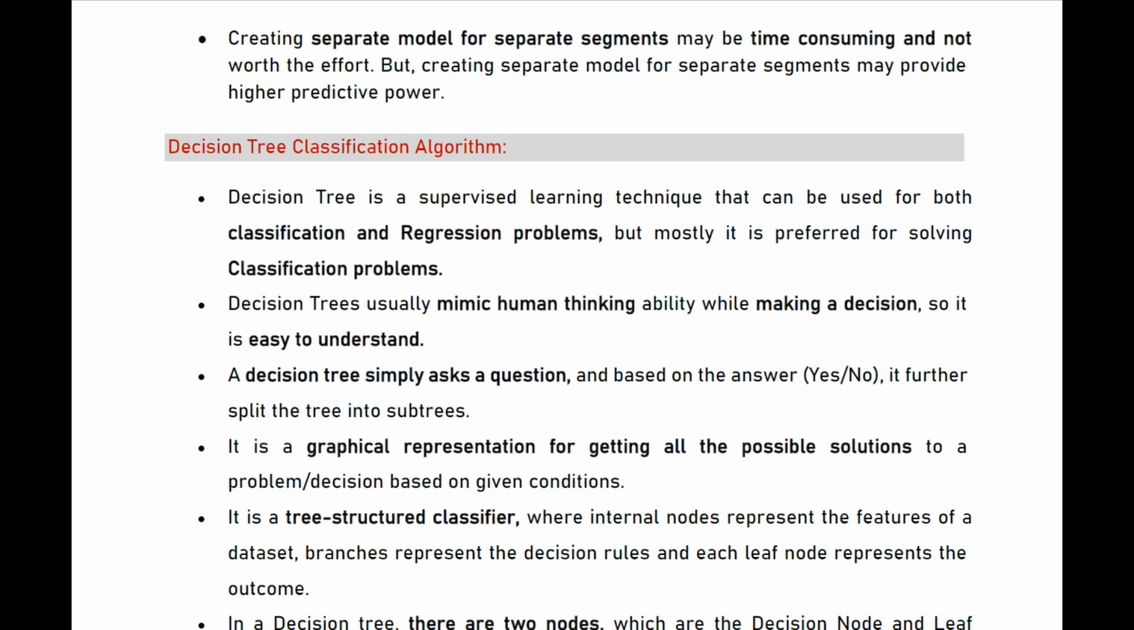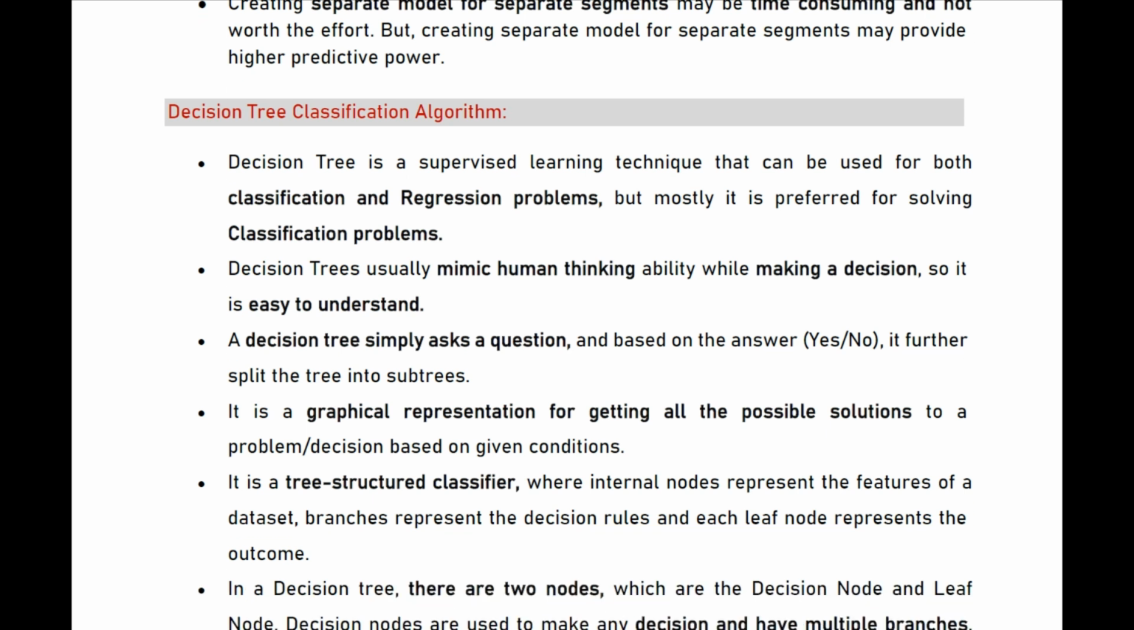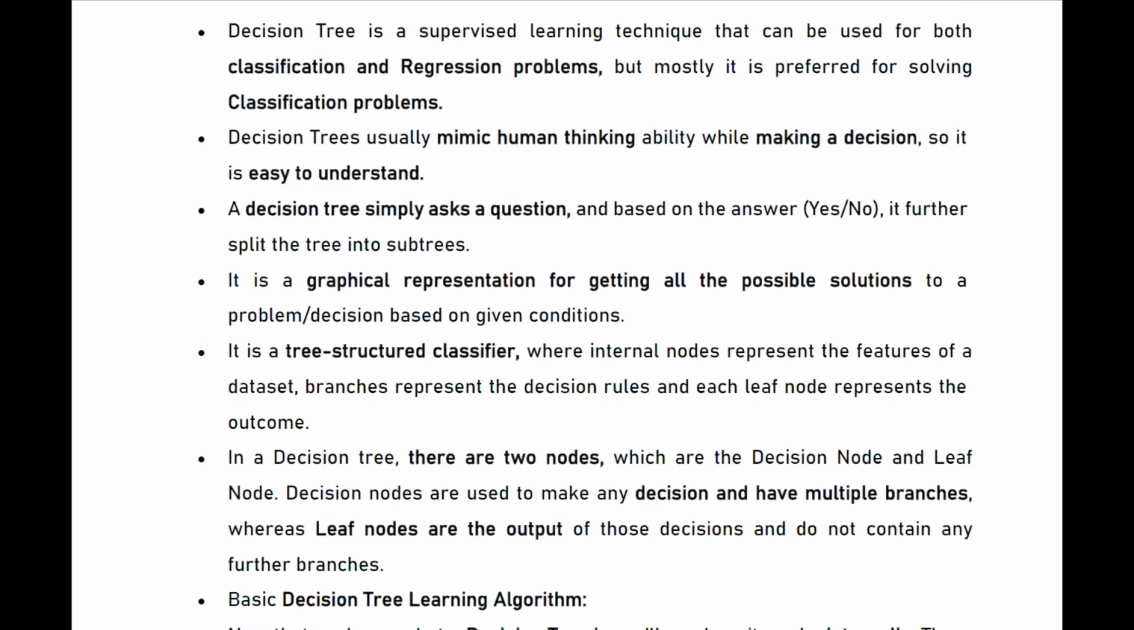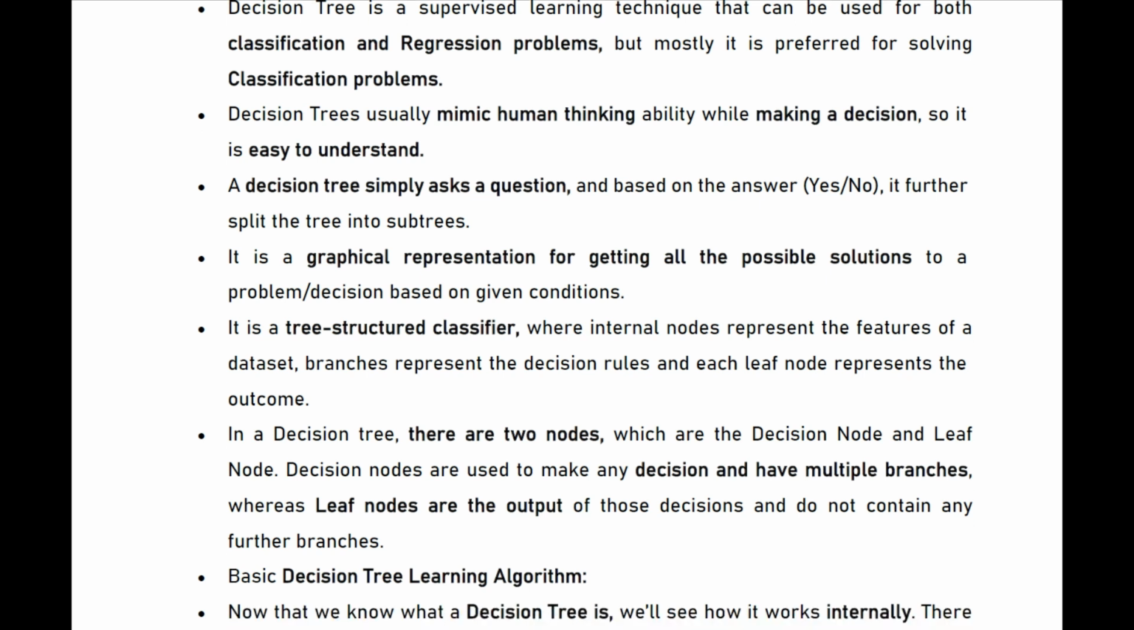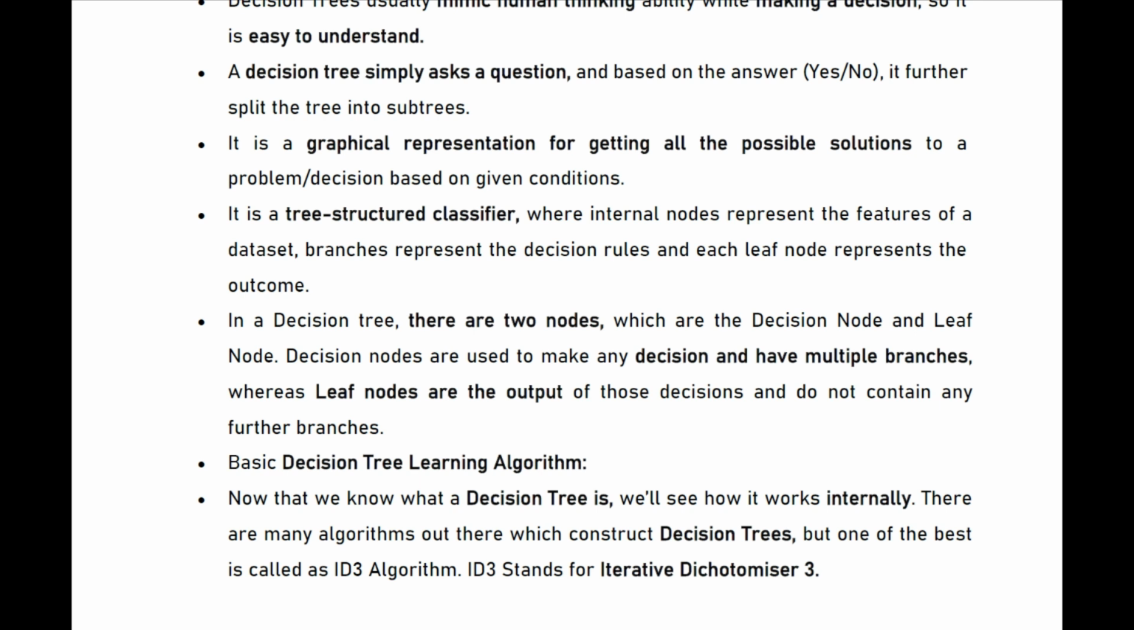The aim is to minimize human errors, to be easily understood and to give a better output. It simply asks a question and gives a yes or no prediction, and a graphical representation is given by the decision tree, with a tree structure classification. A decision tree has two or more kinds of nodes. Either a decision node, where the decision is taken with multiple branches, or a leaf node, which has the output. The decision does not have further branches.